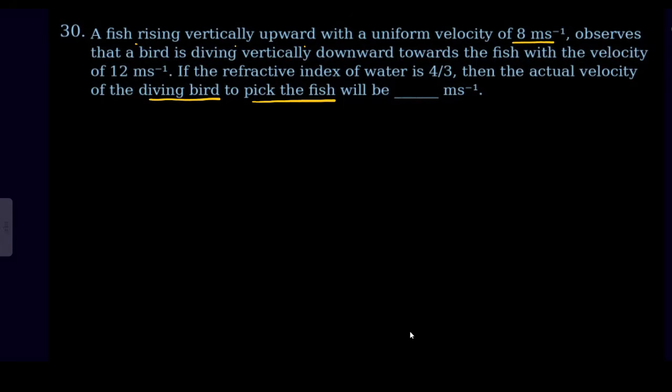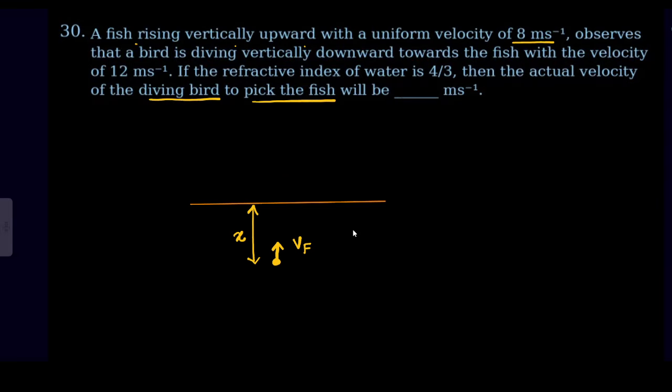So let us consider this is the surface. And here we have a fish present. Now this fish is moving in the upward direction with the given velocity. If we call this the velocity of the fish, and assume that the fish is at some distance from the surface, this distance I am calling x.